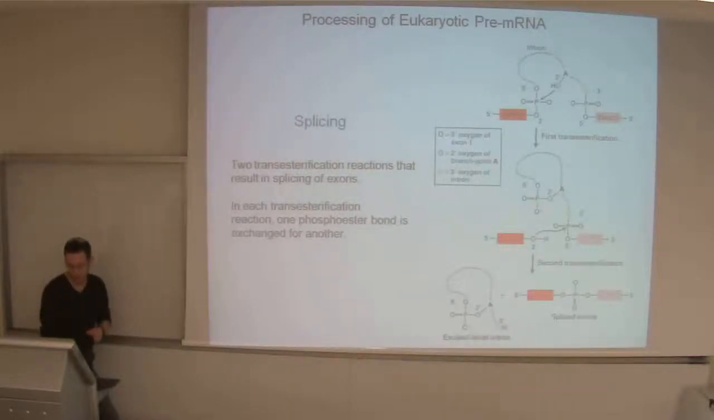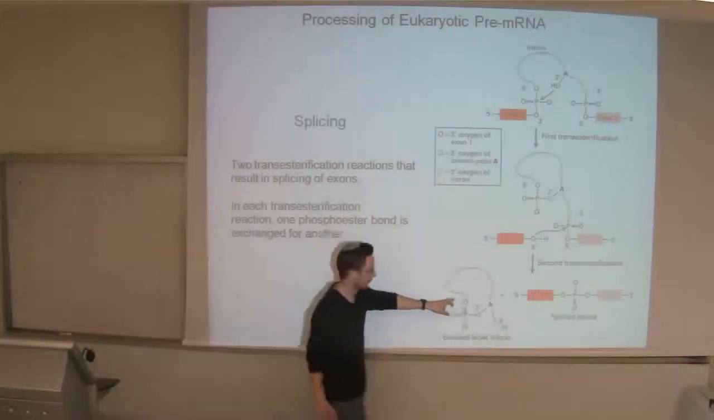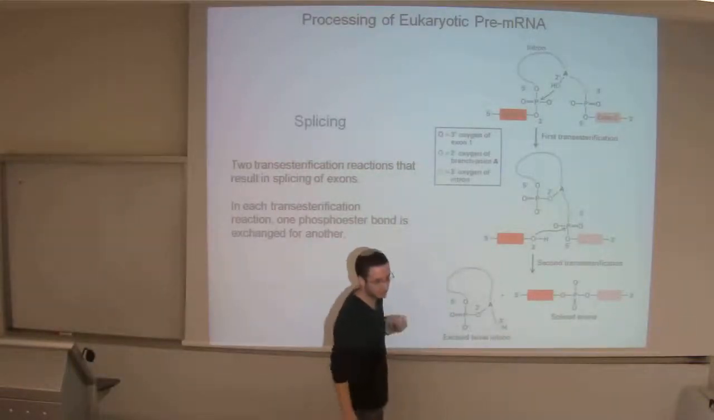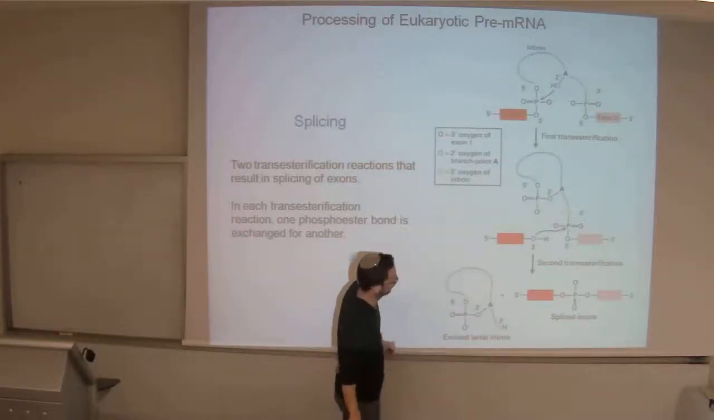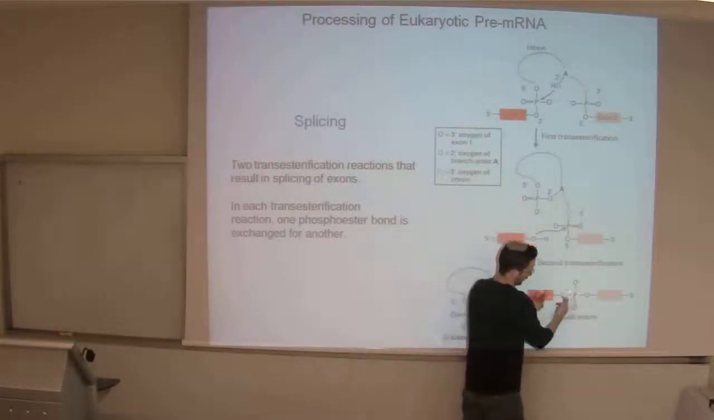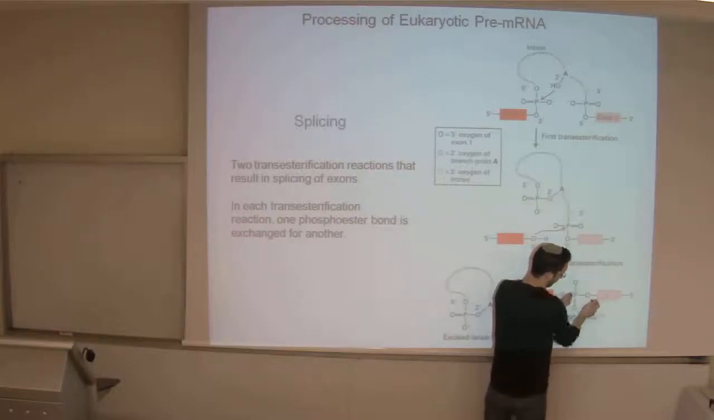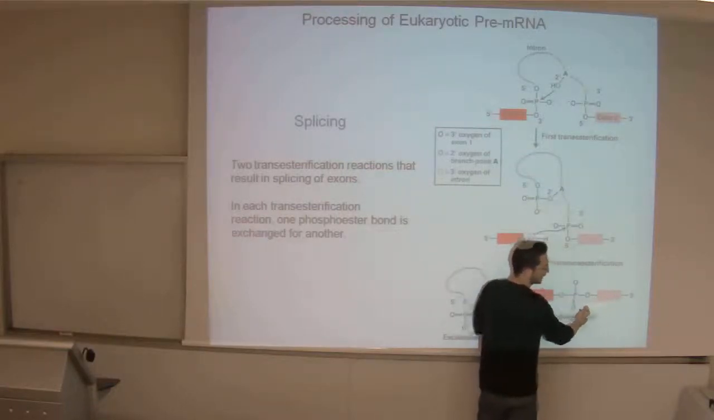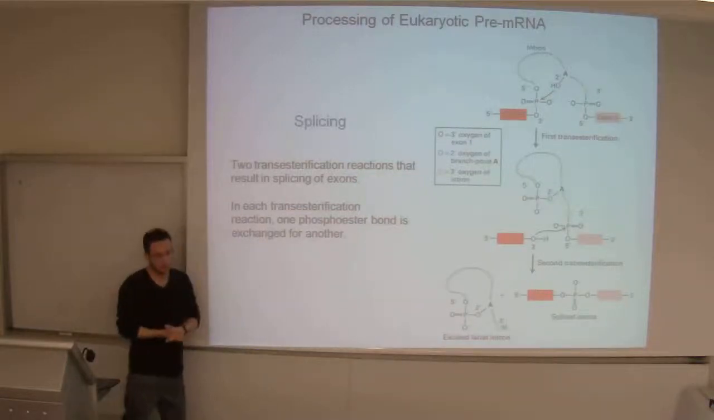So this lariat, or lasso, which is actually the excised intron, stays back in the nucleus and is degraded. This is the intron that was taken out, and now you have two exons joined. Now you cannot actually distinguish between a phosphate that sits right here and the phosphate groups that sit right here between the bases. So this is back to the normal structure of an RNA molecule.